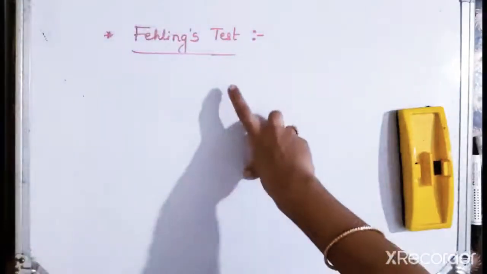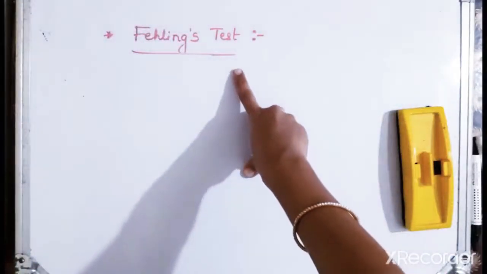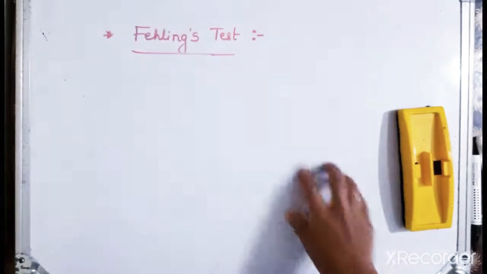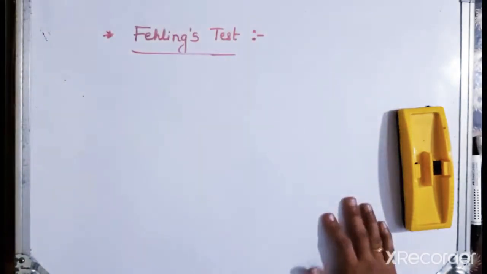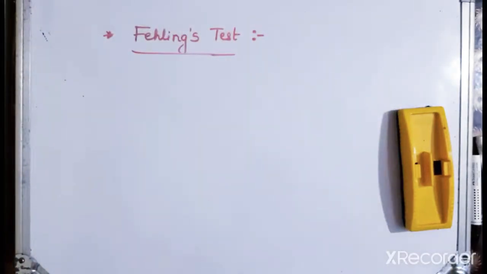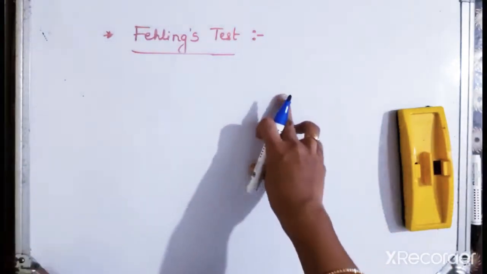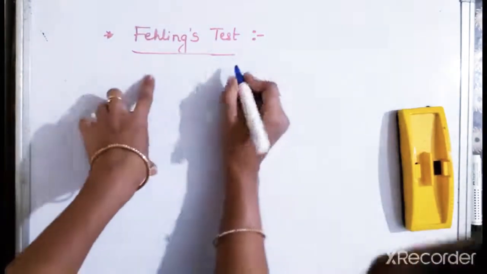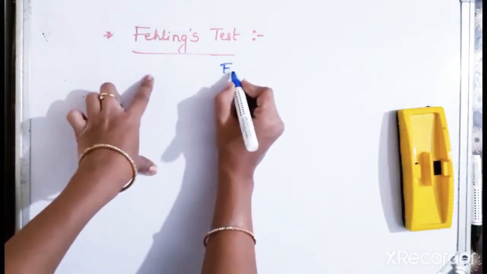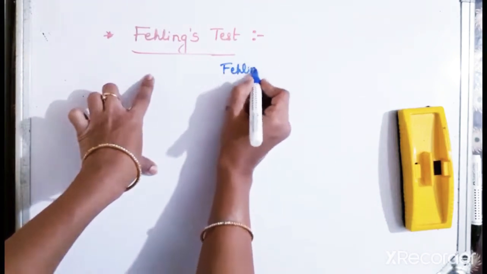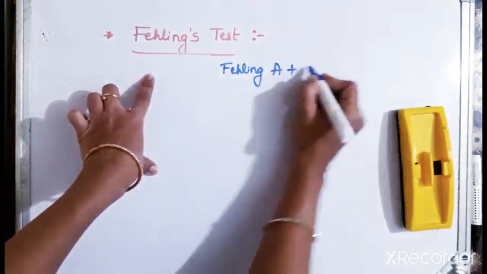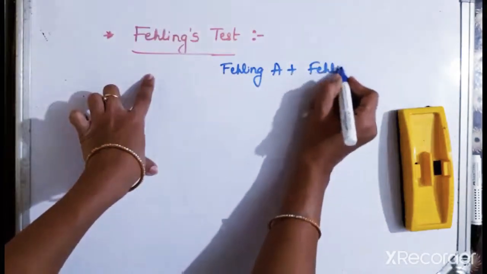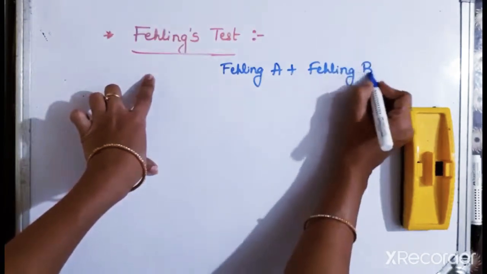The second test which only aldehydes show is the Phenylhydrazine test. In the Phenylhydrazine test, we are treating aldehydes with a Phenylhydrazine solution. There are two solutions which are considered as Phenylhydrazine solution, that is Phenylhydrazine A solution and Phenylhydrazine B solution. These two are taken in an equal amount before the test.